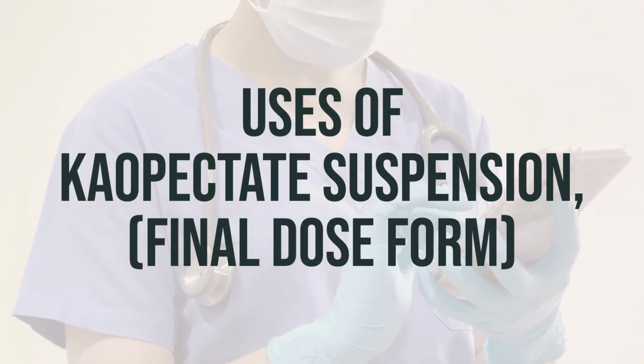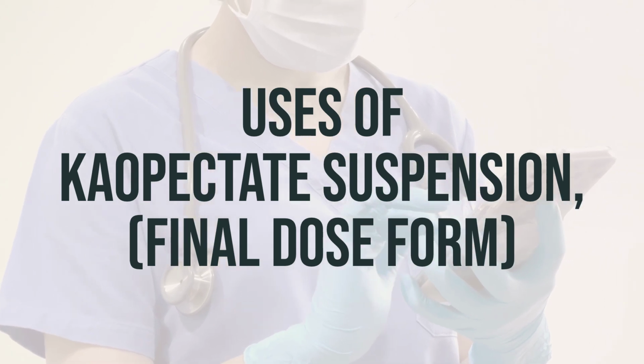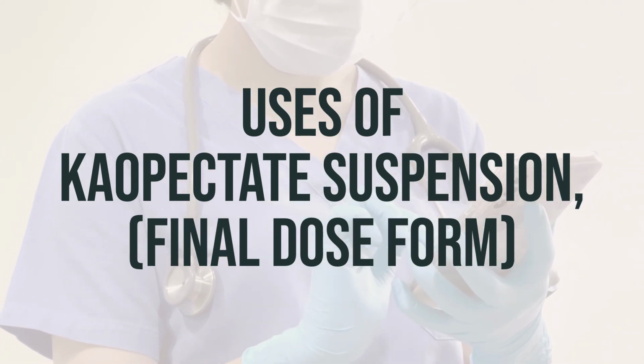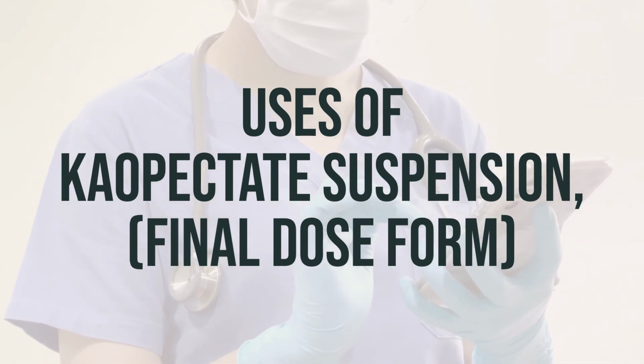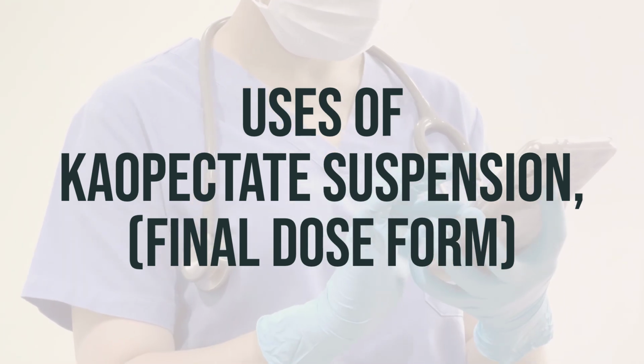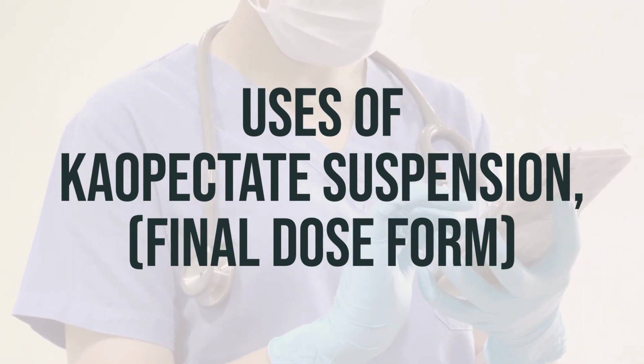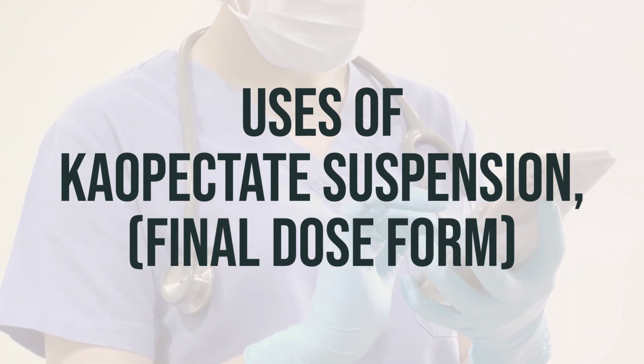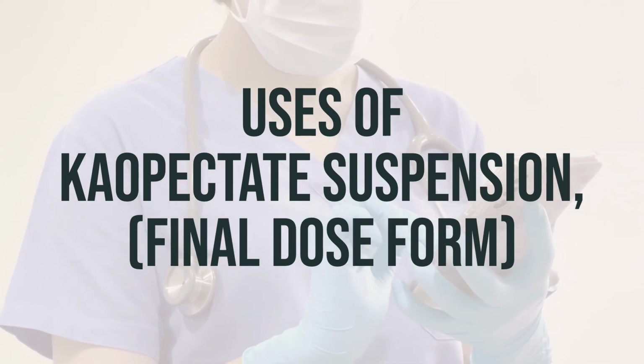Kaopectate suspension, in its final dose form, is used to treat occasional upset stomach, heartburn, and nausea. It is also effective in treating diarrhea and can help prevent travelers' diarrhea. This medication works by slowing the growth of bacteria that may be causing the diarrhea.